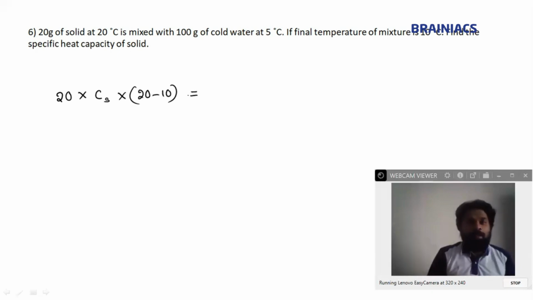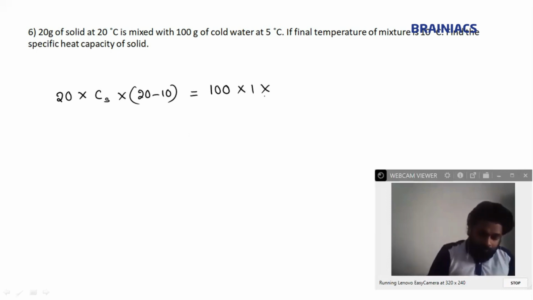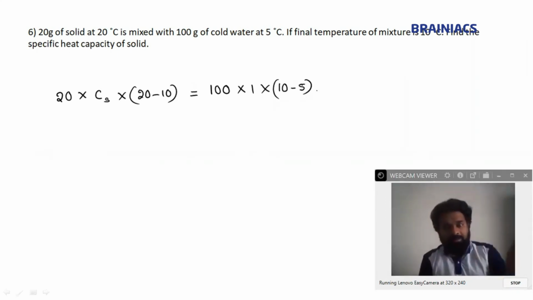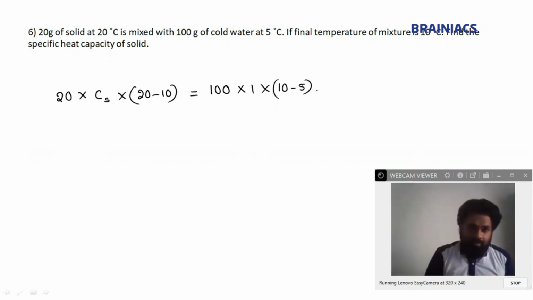This is equal to MC delta theta of the cold body. So here cold body, 100 is the mass, into specific heat capacity of cold water. I am writing this as 1, into the change in temperature, which is what? The mixture temperature minus the cold body temperature. Clear? One is hot body temperature minus the mixture temperature. Cold side, the mixture temperature minus the cold body temperature. Okay, fine. So we can find here.